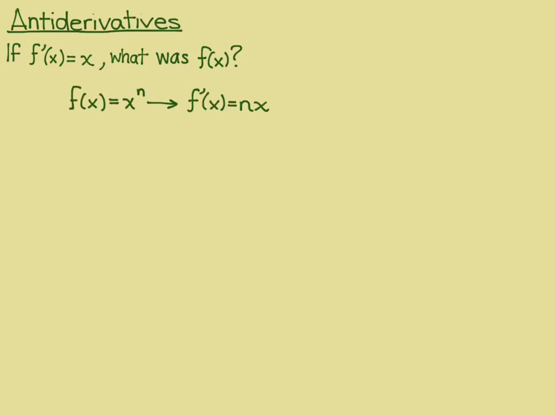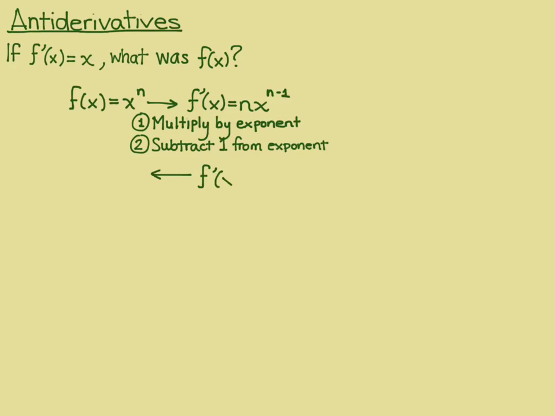Let's start by looking at this problem using the power rule that we learned when we learned derivatives. We know that f of x equals x to the n implies that f prime of x equals n times x to the n minus 1. The first thing that we did to get this was to multiply the function by its exponent, and the second step was to subtract 1 from the exponent.